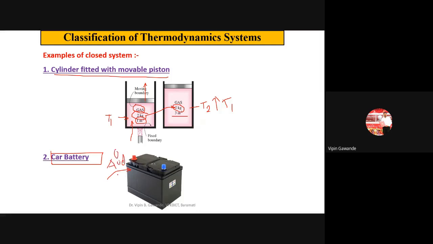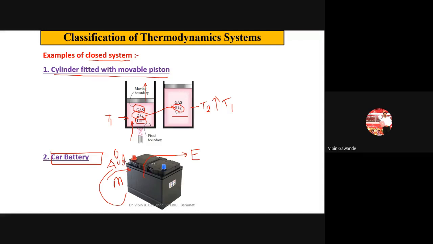So this mass remains constant during the operation. But during the operation, there is a generation of what? There is a release of energy in the form of heat. So the car battery is also an example of our closed system. Here mass remains constant, but there is an exchange of heat during the operation.